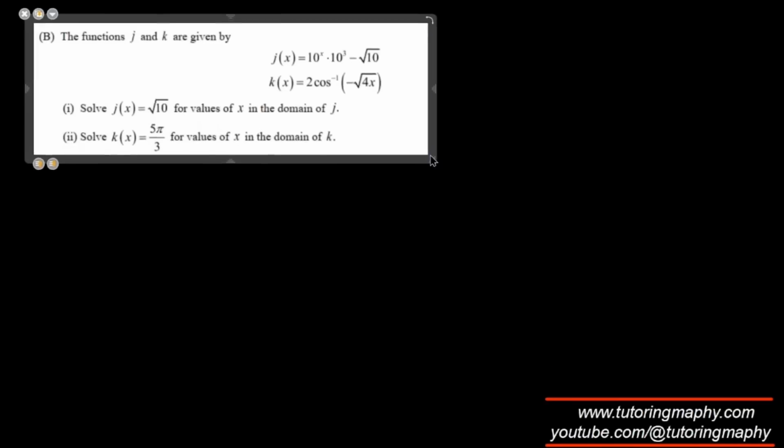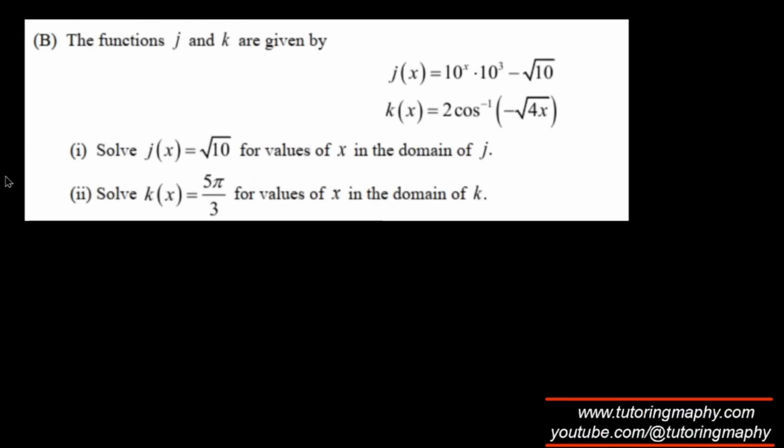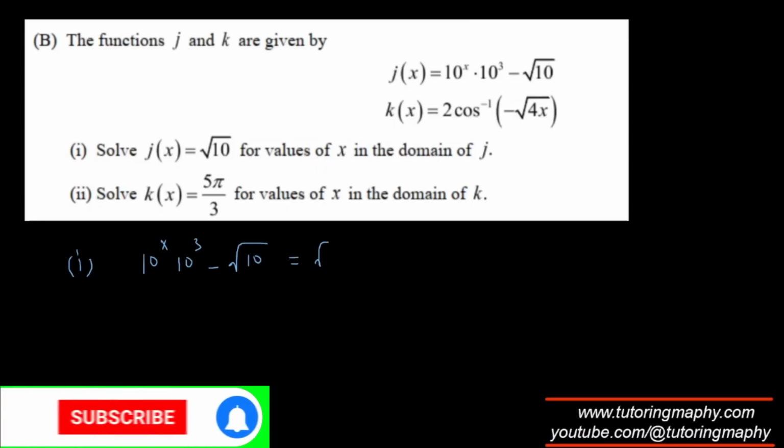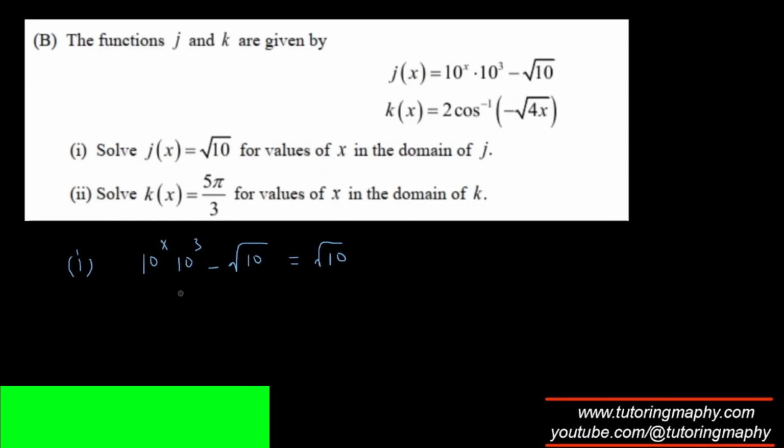Okay. The next is, there are functions j and k given to us, and they're asking us to solve for j equal to root 10. Okay, remember this is no calc. So j is 10 to the x, 10 cubed minus square root of 10, and that should be equal to square root of 10, right? Because they are saying that j should be equal to 10. So I just substituted j.